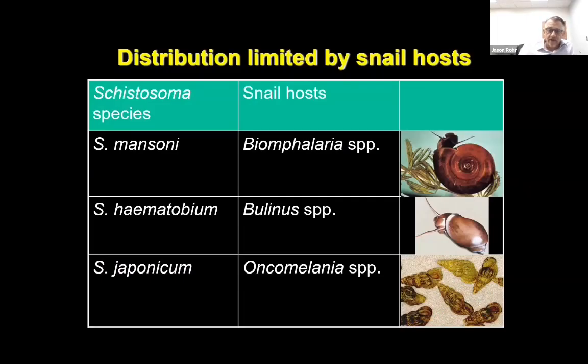So these are the three genera of snails that harbor each of the species of schistosomes. Biomphalaria is the genus that will harbor Schistosoma mansoni. Bulinus is the genus that harbors Schistosoma hematobium. And Oncomelania is the genus that harbors Schistosoma japonicum.